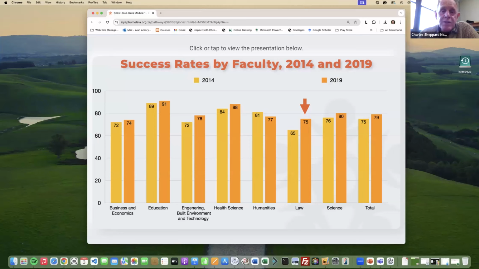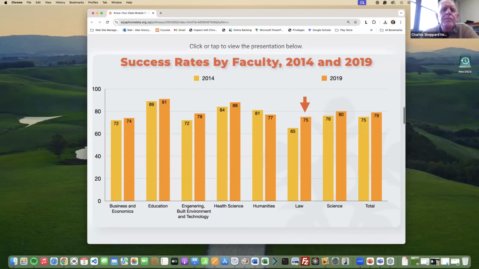Because some of them had ratios of 100-1 in some of their faculties, because sometimes the deans with the biggest and strongest voices get the biggest budgets, and it's not really based on proper data analysis. Now, what happened here? The success rate of the Faculty of Law jumped from 65% in 2014 to 75% in 2019, which is better, much better.